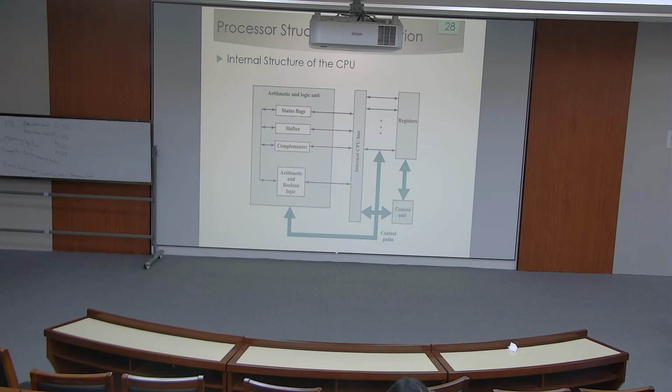Now we have the processor structure and function. We talked about this picture. We have the arithmetic and logic unit, the status flags, and the shifter, which can help us do rotate or shift operations. We have the complementer, which can help us do addition instead of subtraction using 2's complement. We have also arithmetic and Boolean logic. Then we have the control unit. We have the registers, the internal CPU registers, and also the internal CPU bus.